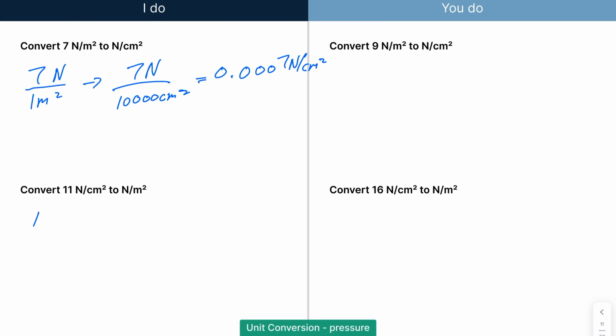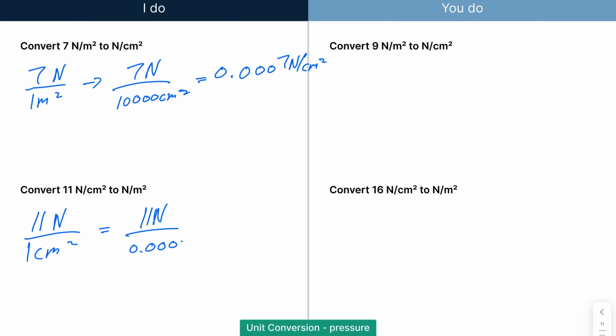And at the bottom, again, exact same thing here. So we have newtons over centimeters squared. But this time we're going to meters squared. So the top part stays the same. So we have 11 newtons. That doesn't need touching. The bottom part, we are dividing by 10,000 now. So to go from 1 centimeter squared to meter squared, you divide that by 10,000.